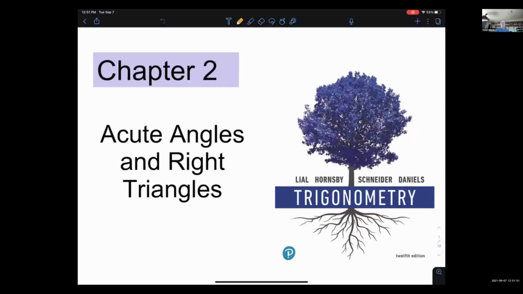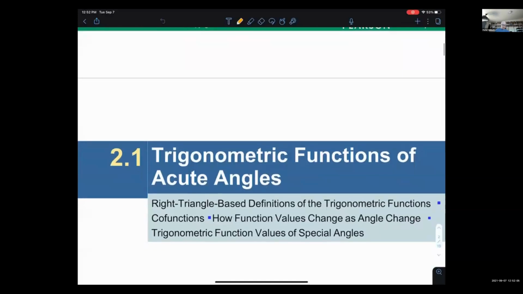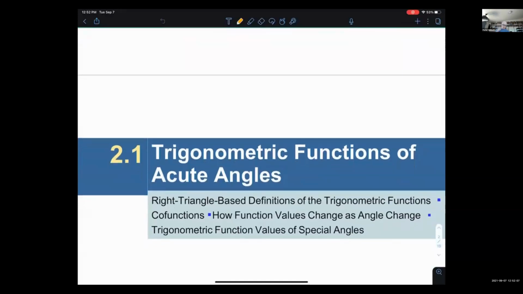So in today's session, we are going to enter into chapter 2, and it's titled Acute Angles and Right Triangles. And so what we're going to do in this first section of chapter 2, a few things here. We're going to look at the basic trigonometric functions, which we looked at and introduced in chapter 1, which is sine, cosine, and the other 4. And we're going to look at those applied to acute angles.